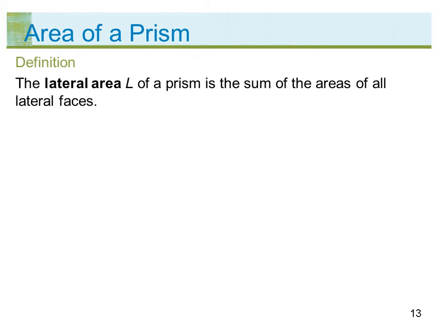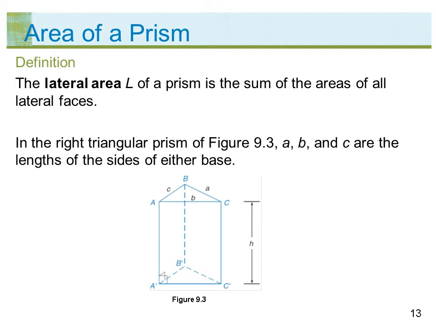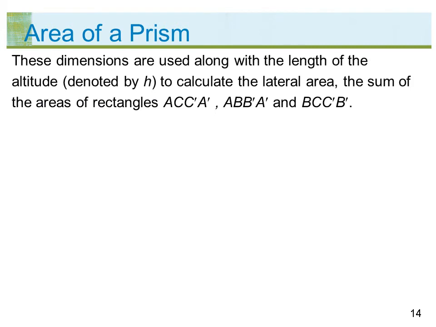Definition: the lateral area, L, of a prism is the sum of the areas of all lateral faces. In the right triangular prism of figure 9.3, a, b, and c are the lengths of the sides of either base. These dimensions are used along with the length of the altitude, denoted by h, to calculate the lateral area, the sum of the areas of rectangles ACC'A', ABB'A', and BCC'B'.